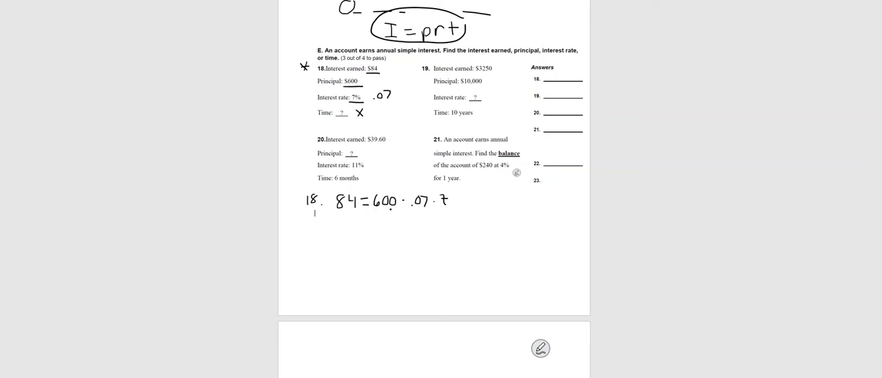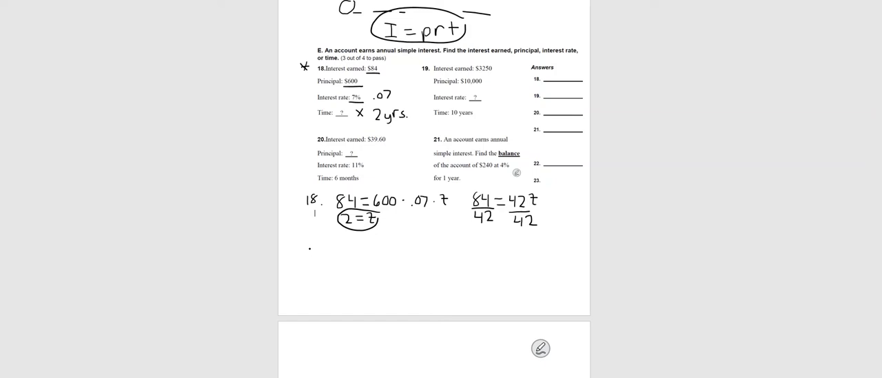Now we just have to solve this equation for time, for the thing that we don't know. If we take 600 and multiply it by 0.07, that gives us 42. So 84 equals 42 times t. Remember, we're solving for the t. To get the t by itself, I have to get rid of the multiplication by 42 by using division. So 84 divided by 42 is 2. So t equals 2. That means the time is 2 years.